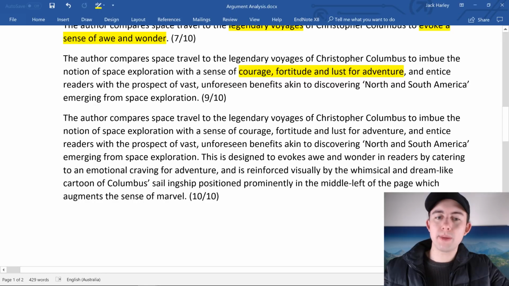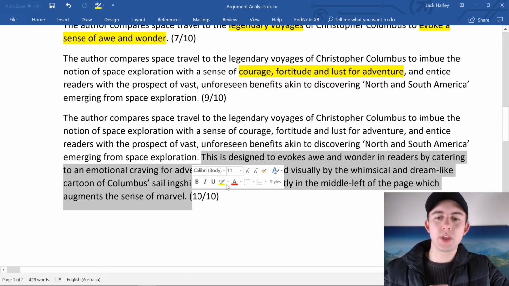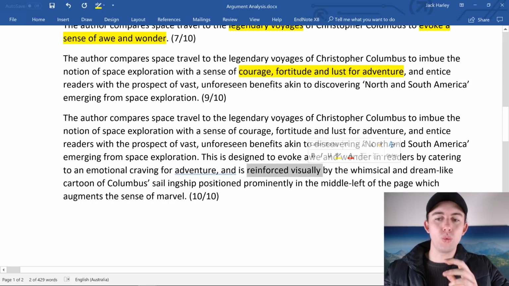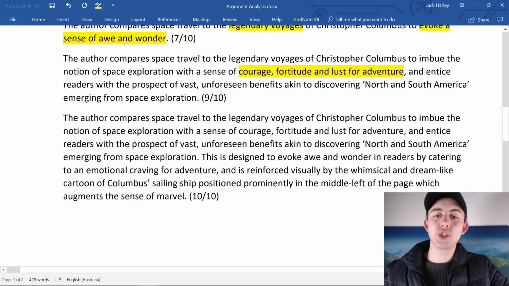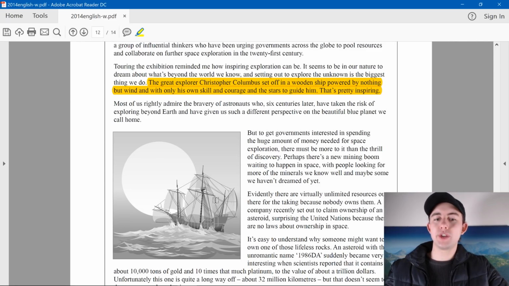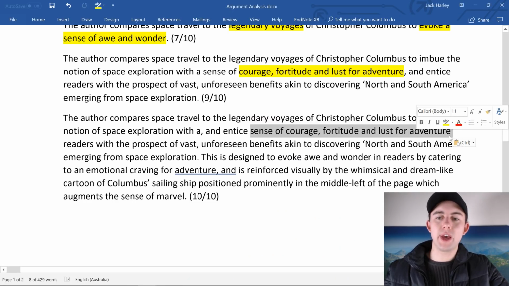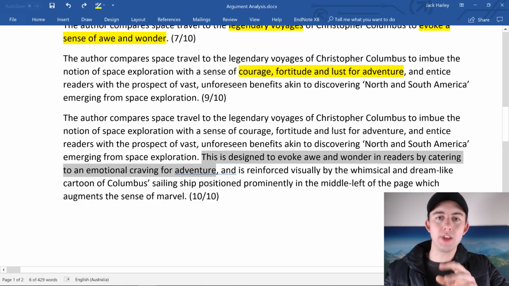So we've said the author compares, and this is designed to evoke awe and wonder in readers by catering to an emotional craving for adventure, and is reinforced visually by the whimsical and dreamlike cartoon of Columbus's sailing ship, positioned prominently in the middle left of the page, which augments the sense of marvel. So what have we done there? We've compared this analysis to this ship, and we've talked about the broader structure. Guys, that's how you get a 10 out of 10. Whatever you analyze, you need to go deeply into the emotions and the feelings and the visual effect that it has, and then connect it with other parts of the article.